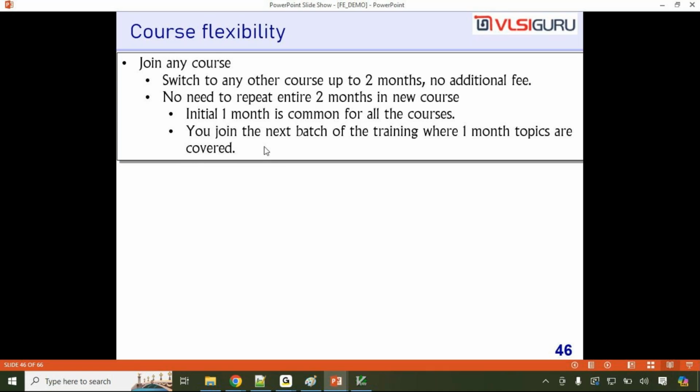You can switch after 3 months also actually, but additional charges will be applied. Means after you join now, after 3 months you can come back and tell us that you want to switch. That is also possible. But we may charge you, let's say 6,000 or 7,000, some amount, so that you can switch to the other domain. But up to 2 months, there won't be any cost for that.